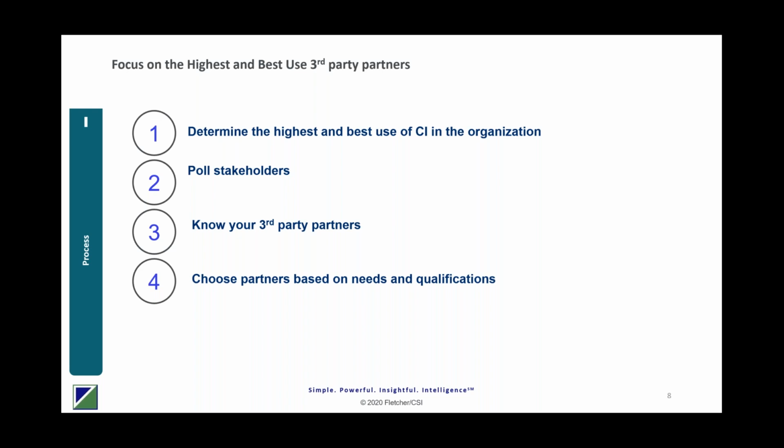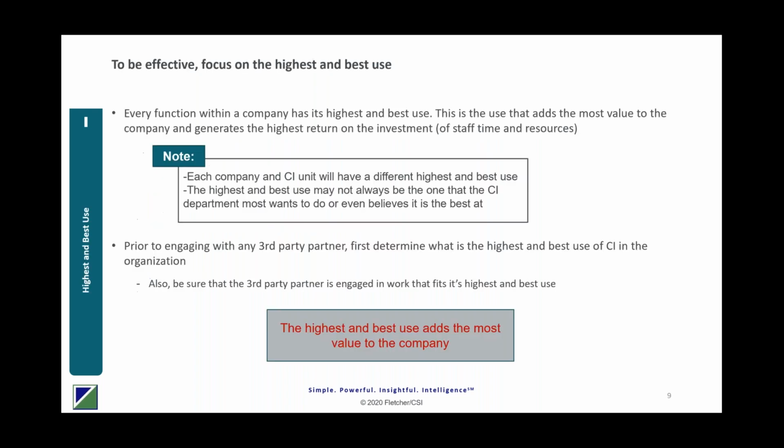Start by talking to your stakeholders. What is it that they most want? Follow that up by knowing who your partners are. What is it they can do? And then finally, choosing partners based upon what they can do and their qualifications. So let's focus on the first step of that.